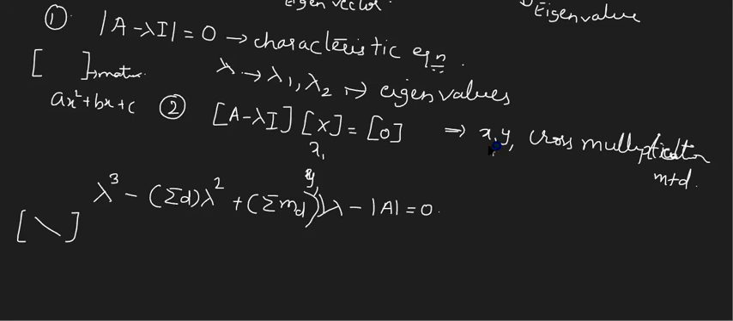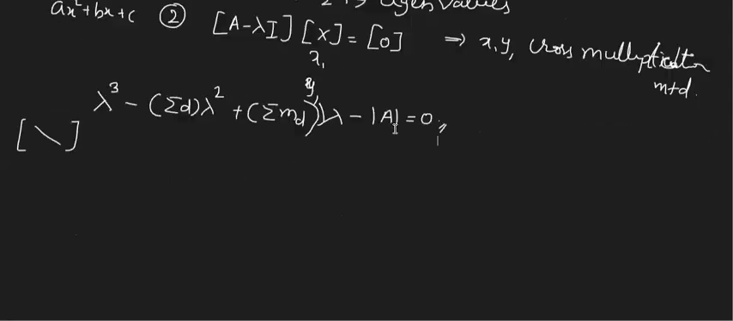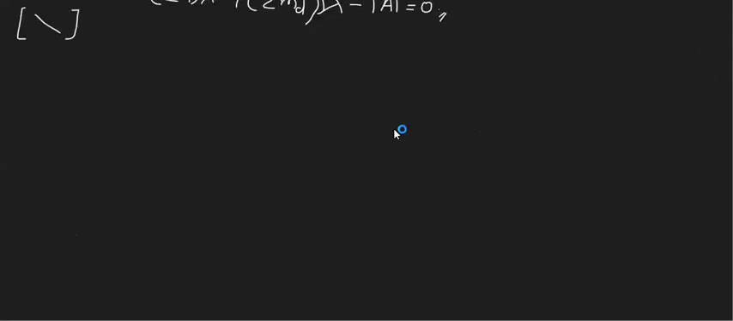See this equation, alternate change of sign is there. Plus, minus, plus, minus. Lambda cube minus sum of diagonal elements into lambda square plus sum of the minors of diagonal elements of A into lambda minus determinant of A equal to 0. Let us see what this whole procedure is and take one example.